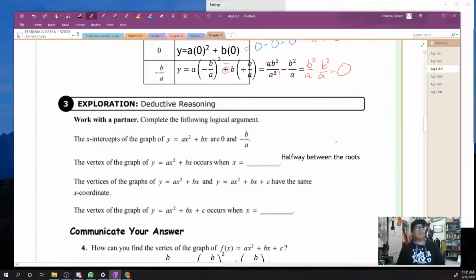So now we're going to use some deductive reasoning. The x-intercepts are 0 and negative b over 2a. So the vertex has to happen halfway between the roots. Okay, so what's halfway between 0 and negative b over 2a? Well, one way to do that is to find the average. One way to find the average is to add everything together, so 0 plus negative b over 2a, and then divide everything by 2. How much is this, you might ask? Well, negative, it's not 2a. I was jumping ahead of myself.